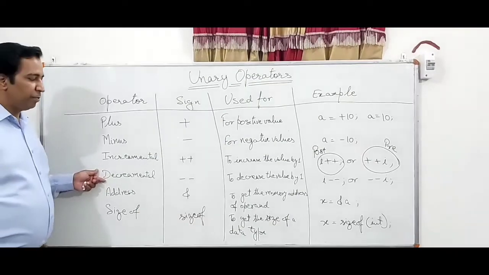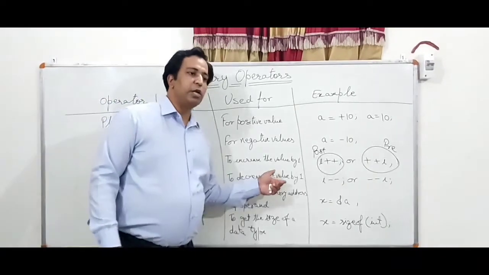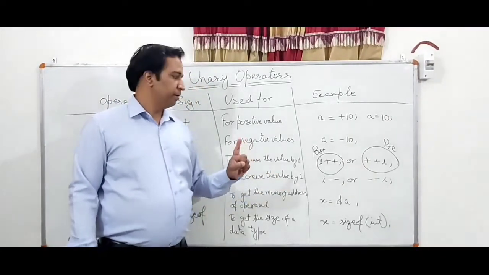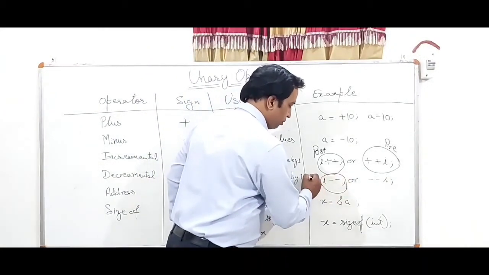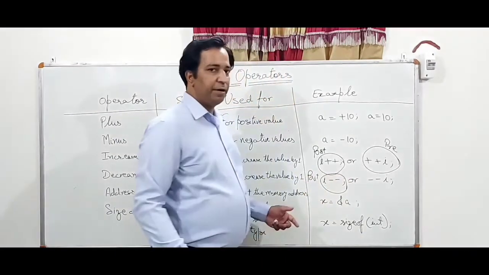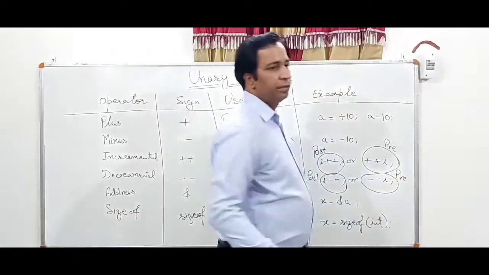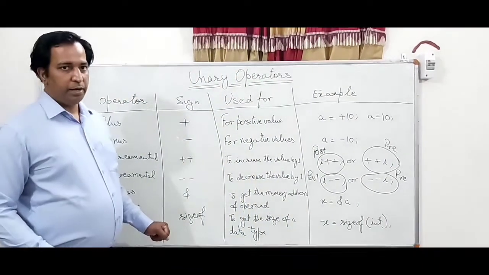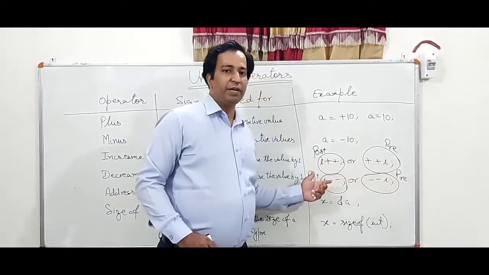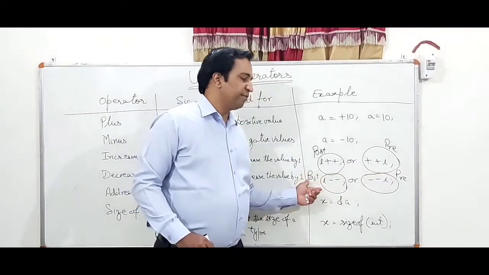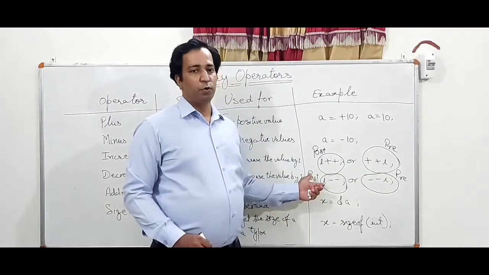Next is called the decremental operator, 2 minus signs. It is used to decrease the value of your operand by 1. Again, it's going to be of two types. One is called post decremental and the other one is called pre-decremental. Right? Now, what is the difference between these two operators? I'll explain it with the help of a program shortly.